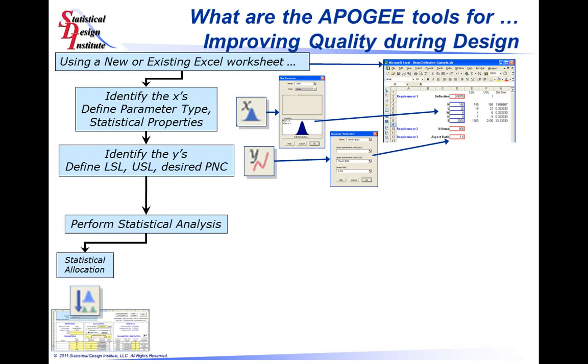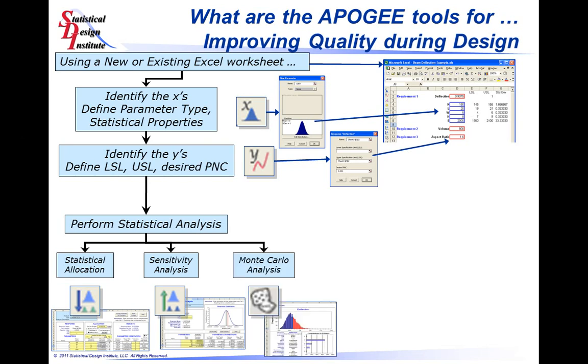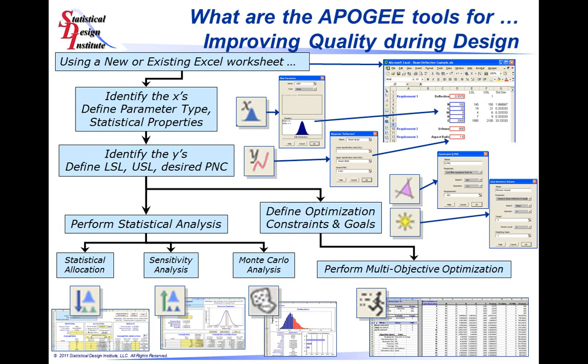So with this setup, we can then start performing statistical analysis, and our focus in this session will be that of a statistical allocation. In prior sessions, we've discussed sensitivity analysis, Monte Carlo analysis, and also the assignment of constraints and goals to different conditions in your design so that you can perform a multi-objective optimization. So now we will investigate how to take a defined design that's specified in an Excel worksheet and perform statistical allocation.